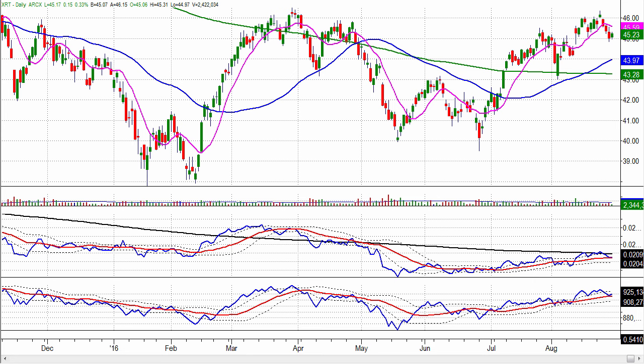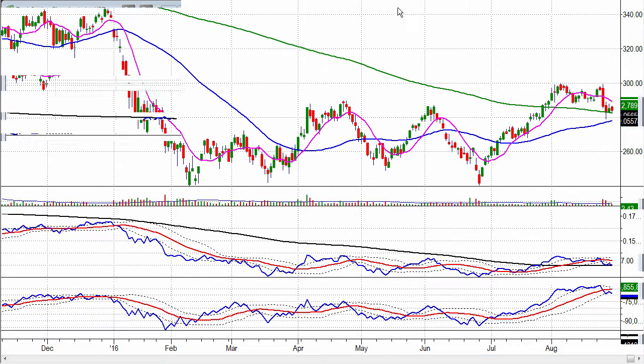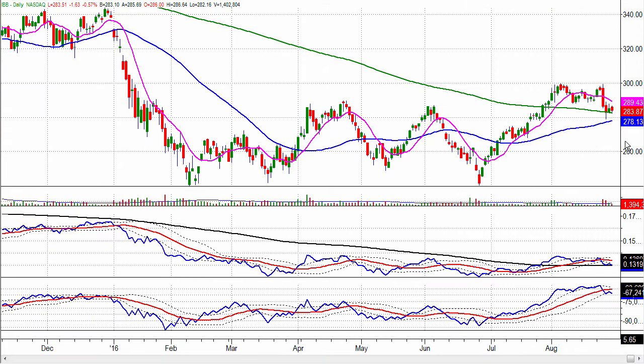Now let's take a look, in no particular order, at the drugs, IBB. Now, IBB, as you can see, had a nice run when it broke out above its 50-day moving average. When it transitioned through its 10-day moving average here, you can see that the triple play indicators both turned positive, blue over red, and they stayed positive all the way up through this nice move higher.